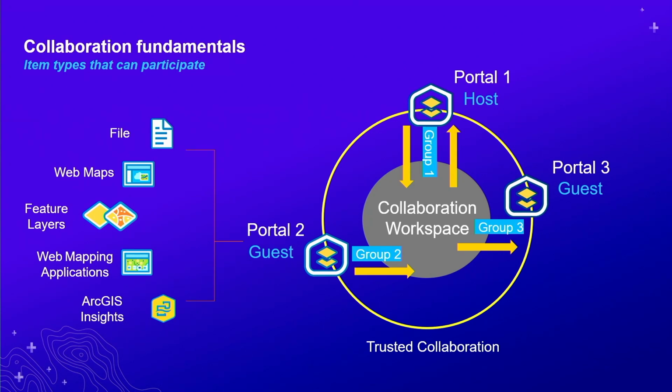A user would simply share an item to the group, and that group just happens to be joined to a collaboration workspace. Once that content is available in the group, the collaboration workspace will identify whether it needs to be shared to the collaboration.